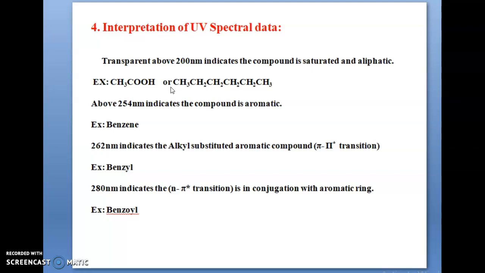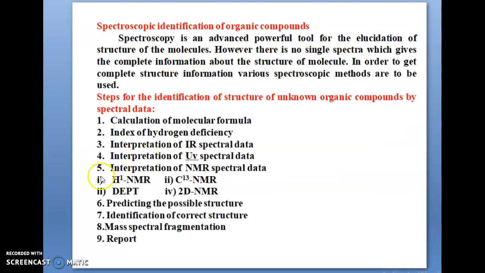Pi to pi star transitions and n to pi star transitions we can find out from the UV spectra. The next steps, NMR spectral data, the interpretation of possible structure, identification of correct structure and mass spectral fragmentation, I will upload in the next video.